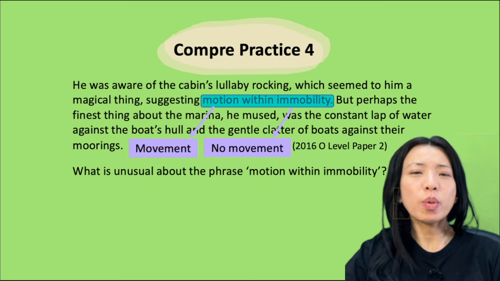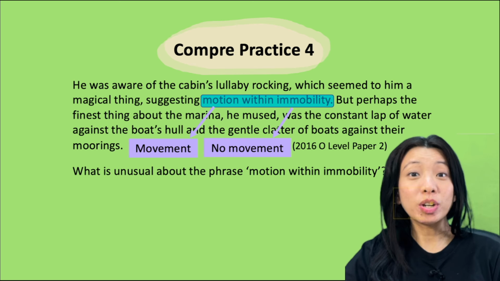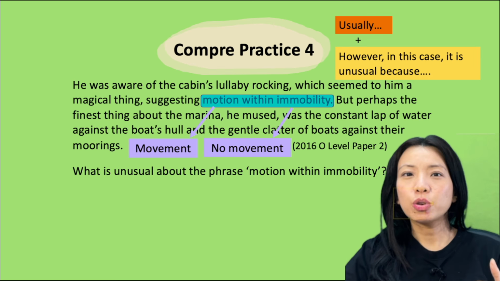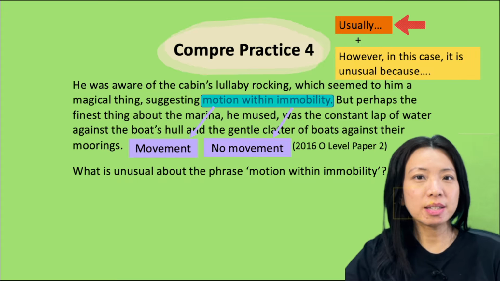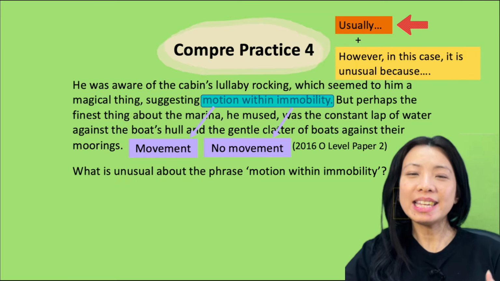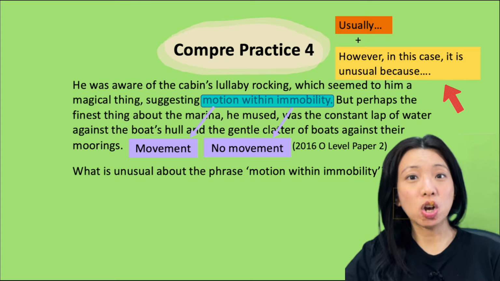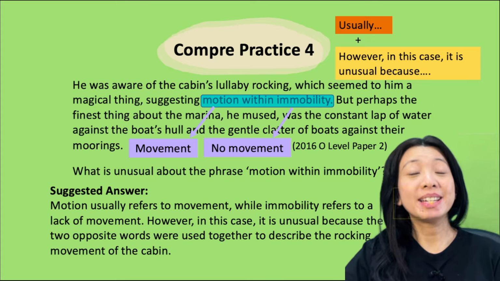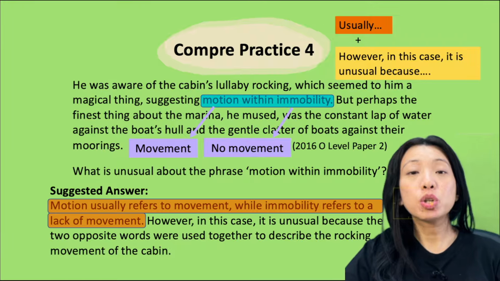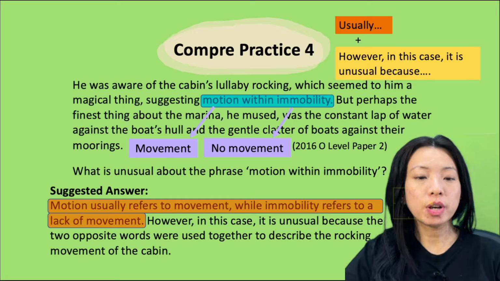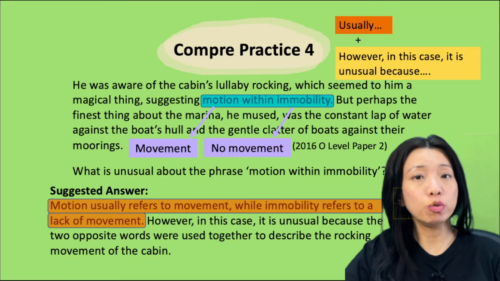But once again, we need to actually craft it into a proper sentence in order to answer the question clearly. So going back to the same structure, in my first sentence, I will talk about what is usual. And then in my second sentence, I will say, "However, in this case, it is unusual because." So take a look at my suggested answer. My first sentence goes like this. Motion usually refers to movement, while immobility refers to a lack of movement.